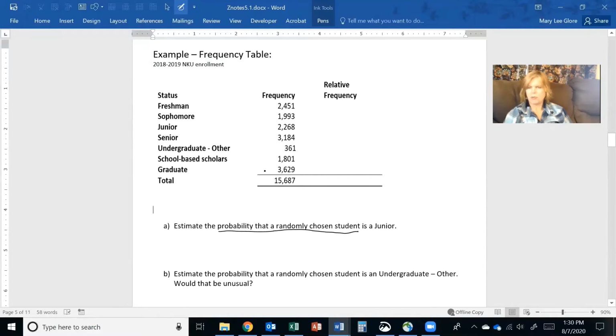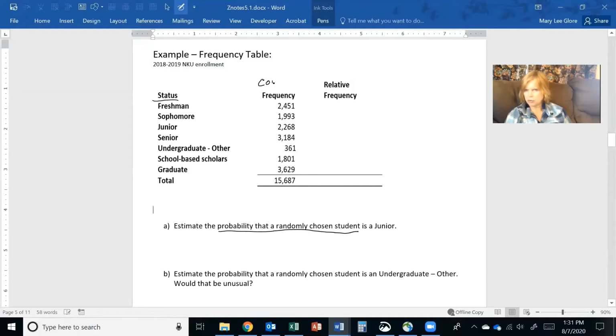All right. So when we randomly choose a student, it means every student is equally likely. So I pick a student, what's the probability that they're a junior? The first thing I'm going to do is establish the probability model, which is a list of all possible outcomes with the probabilities. So here's a freshman. The probability that a randomly chosen student is a freshman is going to be the proportion or the relative frequency that it occurs.